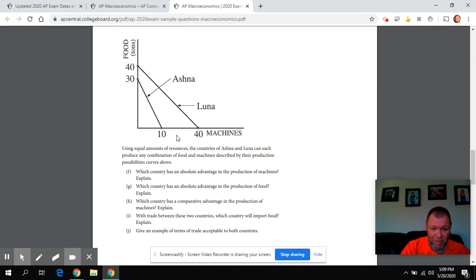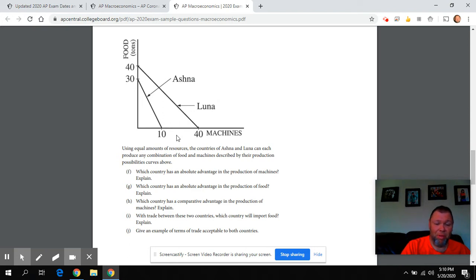The next part, with trade between the two countries, which country will import food? Explain. Luna will import food. Luna's going to make machines. Ashna will do food. How do I know? For Ashna, one food only costs a third of a machine. For Luna, one food costs one machine. So Ashna is going to grow the food. They have the lower opportunity cost. So Luna will import food. Why? You would need to say Ashna has the comparative advantage in growing food, right?